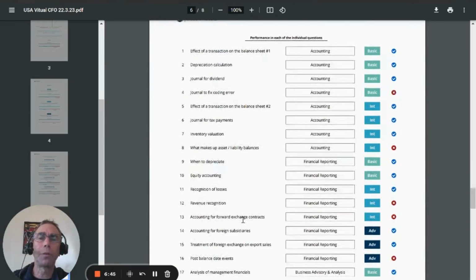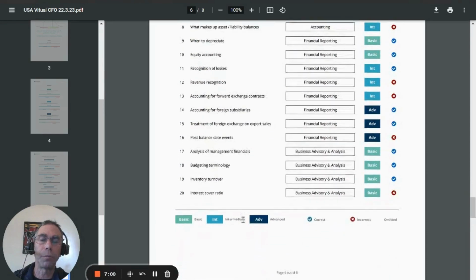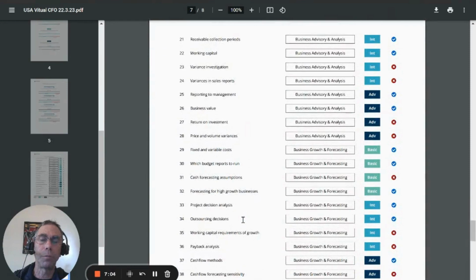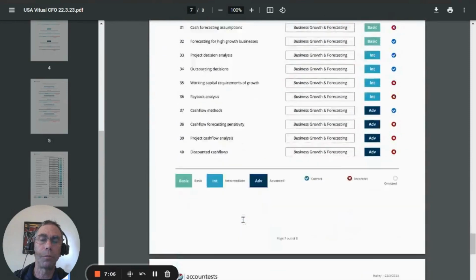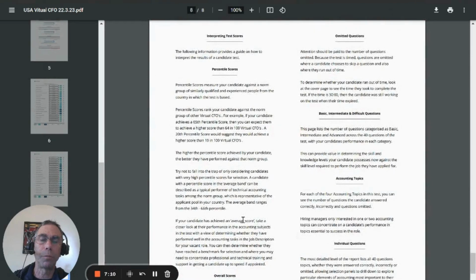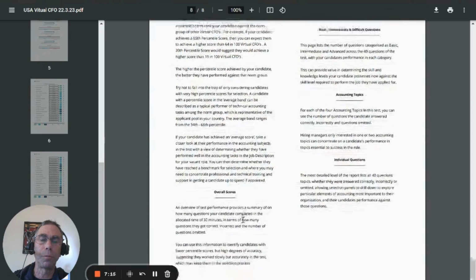The next 2 pages go through the questions one by one, tell you what the question was about, which section it was in, whether it was basic, intermediate or advanced, and whether the candidate got it right or wrong. If they omitted it, the circle at the right hand side will just be blank. That allows you to dive in a little bit more detail. And then the last page helps you with interpretation, which is exactly what we've been doing here.